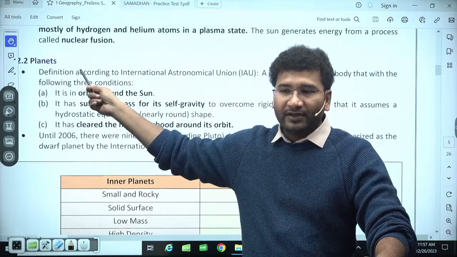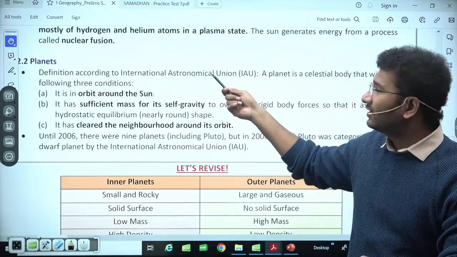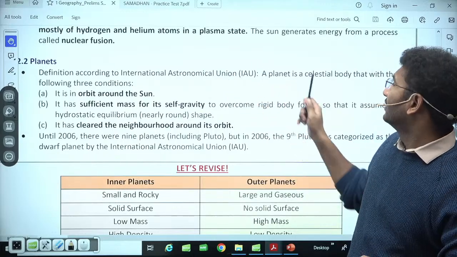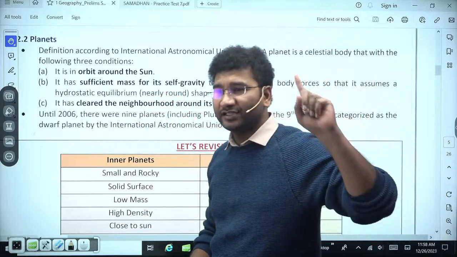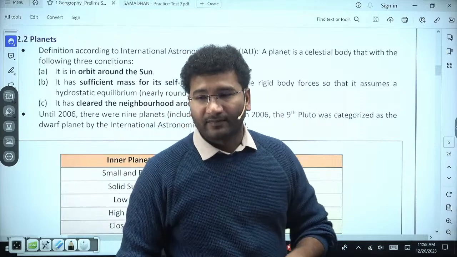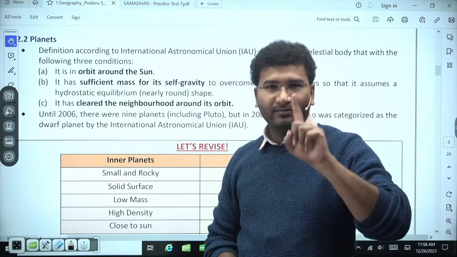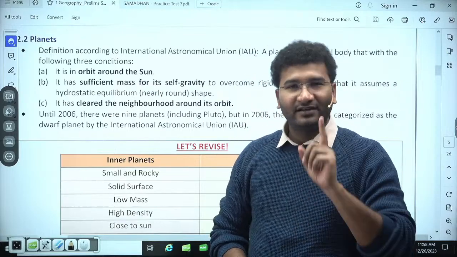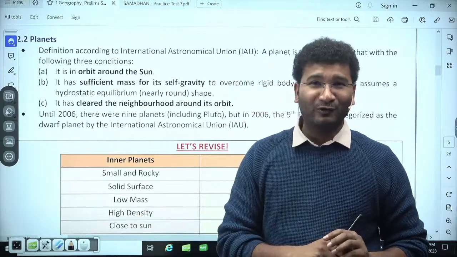2.2 पे जाओ अपना. Planet is nothing but, definition according to the International Astronomical Union के द्वारा, a planet is a celestial body with the following three conditions. What are the three conditions? Number one, the planet should be orbiting around the sun. ठीक है, it should be orbiting around the sun. Pluto भी orbit करता है. At the same time, you'll also see Mercury, Venus, Earth and Mars, they are also orbiting around the sun.